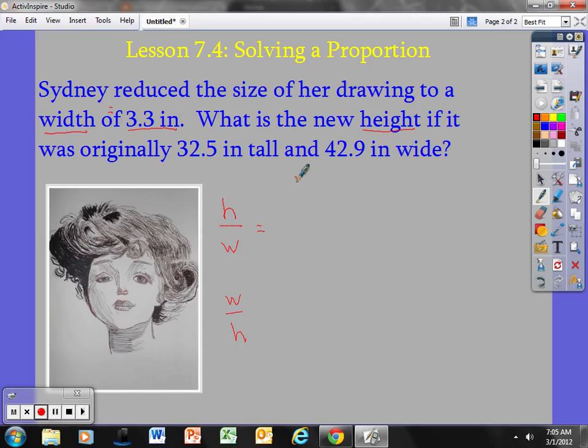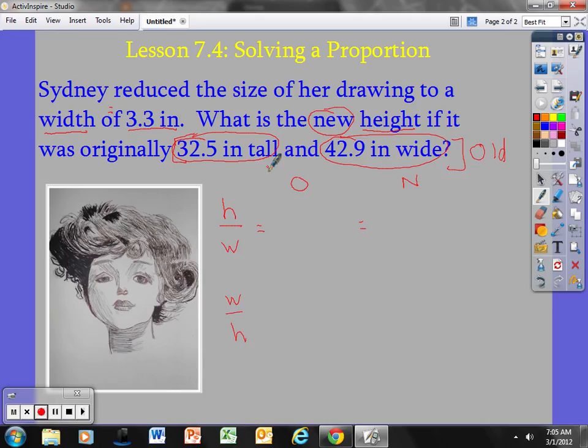Now, I'm looking for the old compared to the new. So any new measurements will go over here, any old will go over here. Going back into the problem, Sydney reduced the size of her drawing to a width of 3 3/10 of an inch. We're trying to solve for the new height if it was originally, so this must be the old. This must be all the old measurements. The original was 32 and a half inches tall and 42 and 9/10 inches wide. So this is the old.